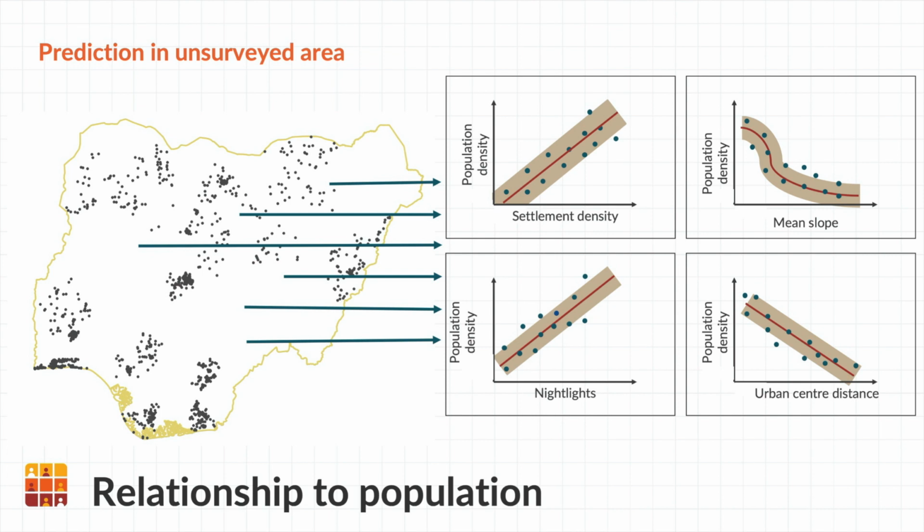Night lights is going to be a positive one, exactly like the settlement density. The more the night lights, the more the population living there. And distance to urban center, a negative one. The lower the distance, the higher the population, because you're going to be actually in an urban center. And so from all these relationships, we can model in surveyed areas and then predict the population in unsurveyed areas. So that's the basics behind the modeling. And if you want to learn more, you can check our papers.